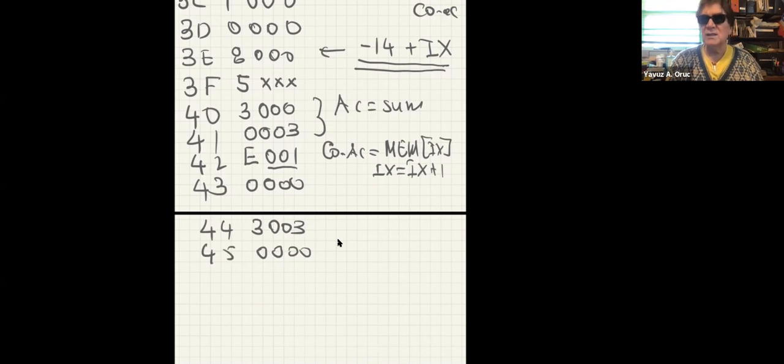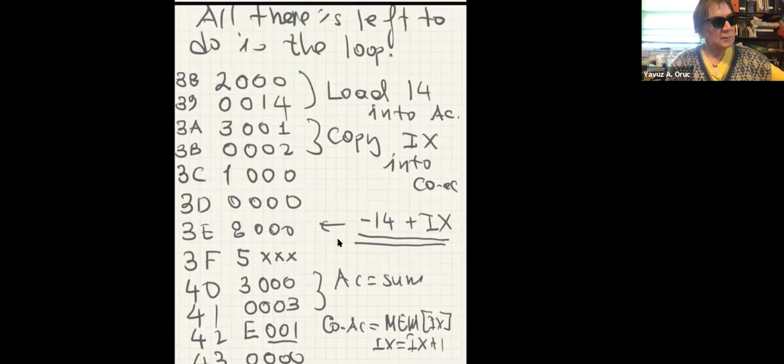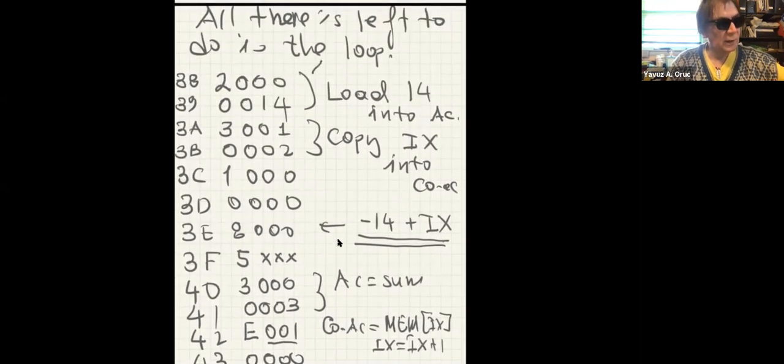Don't worry about IX. IX gets incremented by 1. We used to increment IX because it's virtual, not real. Now IX is physically incremented by itself. VESP does it on our behalf. So the only thing that's left to do is to go back to the beginning. And we have to do a forced jump. So where's our loop? Our loop is basically here, right? We go back to this location 38.